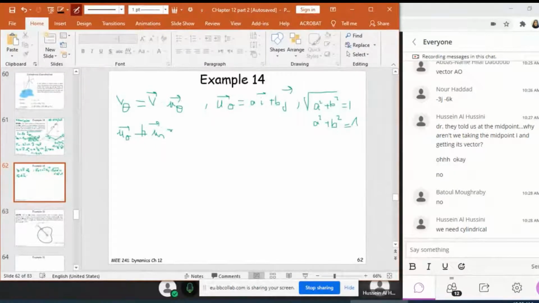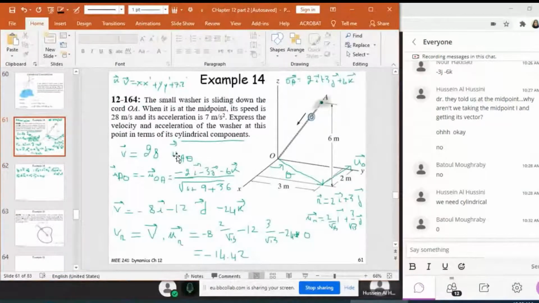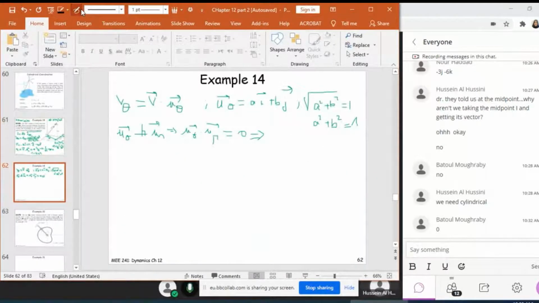then this means, guys, that what? That U theta dot UR in scalar product is equal to what, guys? To what? Quickly. 0, yes. And this means that x x prime plus y y prime is equal to 0. What is UR? It's 2 over radical 13 I, and J is 3 over radical 13. And this means, guys, that A times 2 over radical 13 plus B times 3 over radical 13 is equal to 0.